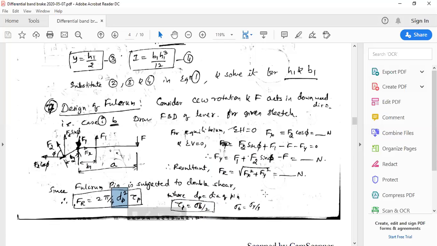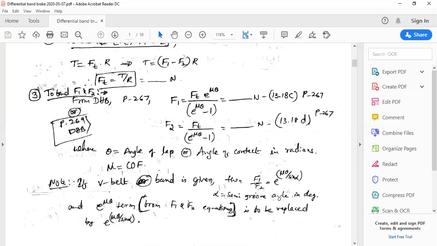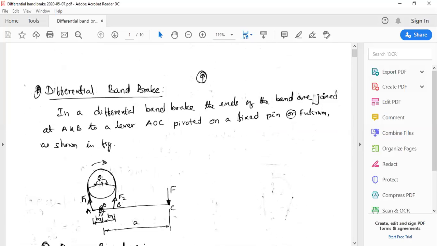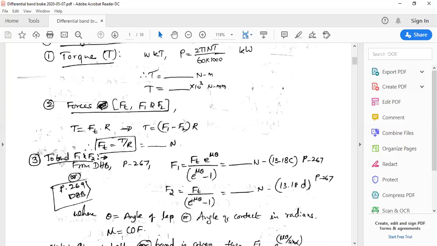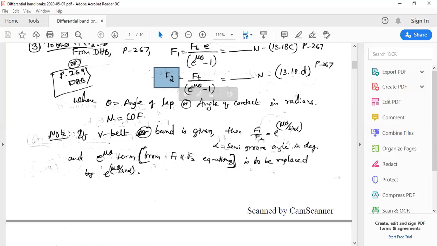So this is the design procedure related to the differential band brake. Just glance once from first to last. The first step is to calculate the torque. The second step is to calculate the Ft, tangential force, Ft equal to T by R. The third step is to calculate F1 and F2, F1 the tight side force and F2 the slack side force, by using page number 267 or 269.